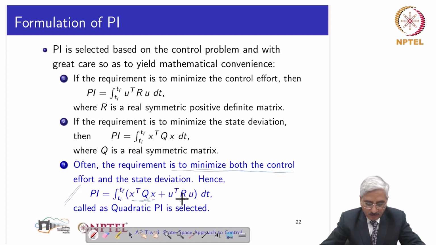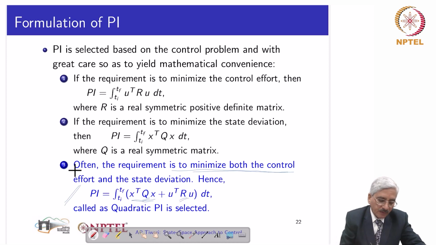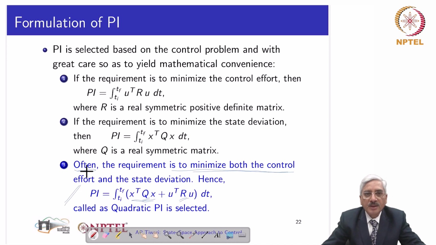And this is called the integral quadratic performance index, and this is more common, more often used, because there is interest to do both, to minimize the deviation of states from the equilibrium or from the origin, as well as to minimize the control effort. So this PI is often selected.